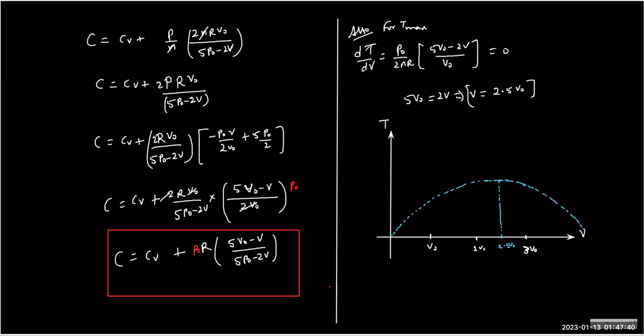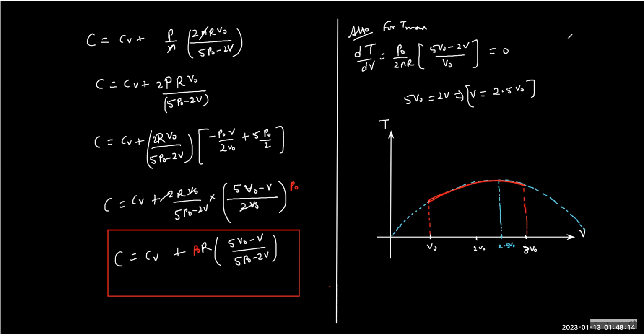But we cannot plot this graph because our V is starting from here. This is your graph, and the maximum temperature will be at this point. This is the process. You can clearly see between V naught to 2.5 V naught, basically the C is positive. And you can also say it from here, no? What you can see?